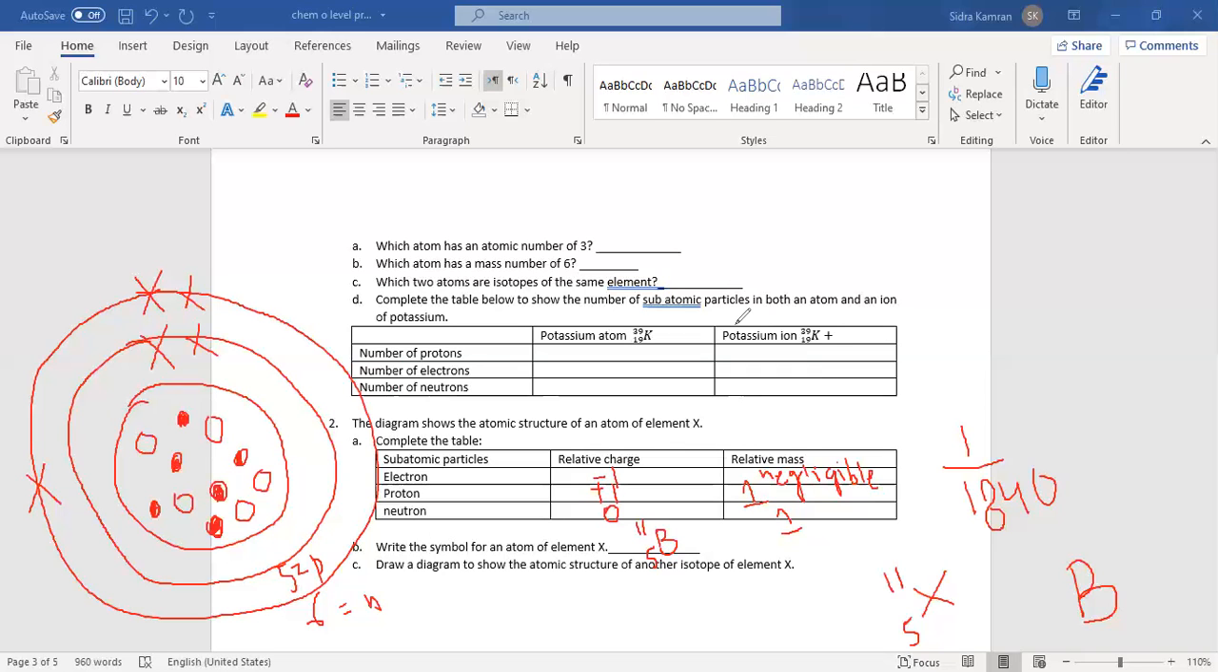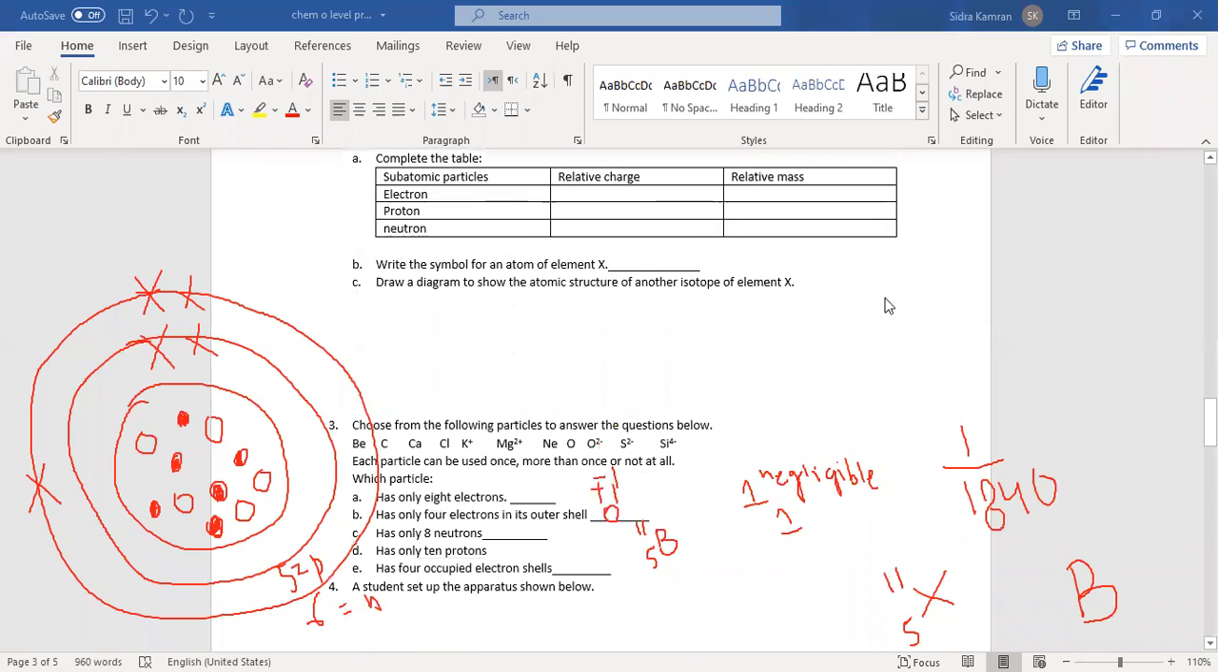So here you can see, I'm drawing the structure of an isotope for this element. This is element X and we have to draw an isotope for this element. So this is the nucleus. It will contain the same number of protons, 5. 1, 2, 3, 4, 5. Same as the element X has.